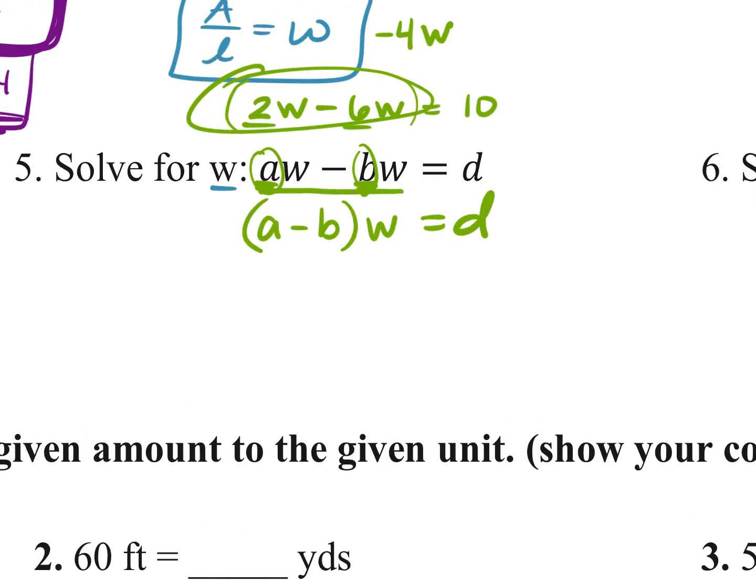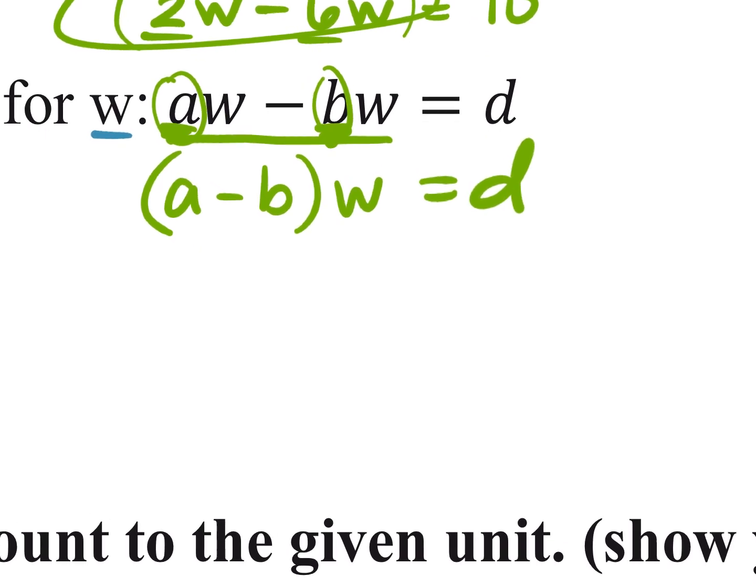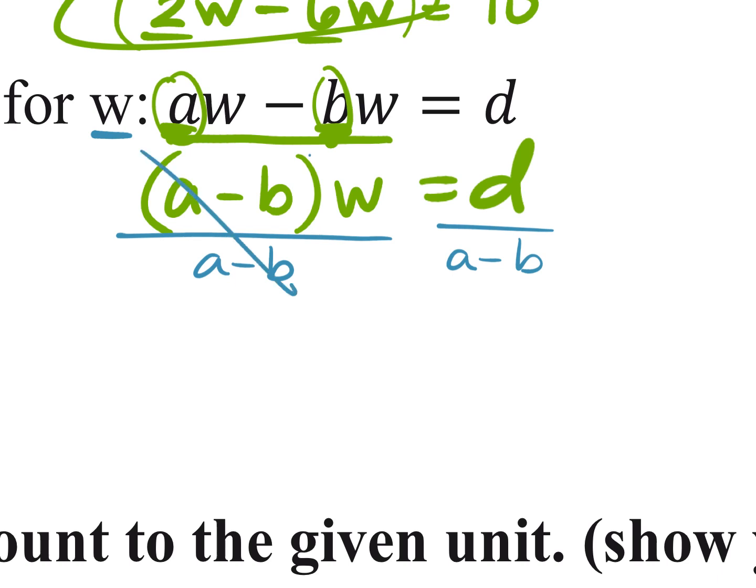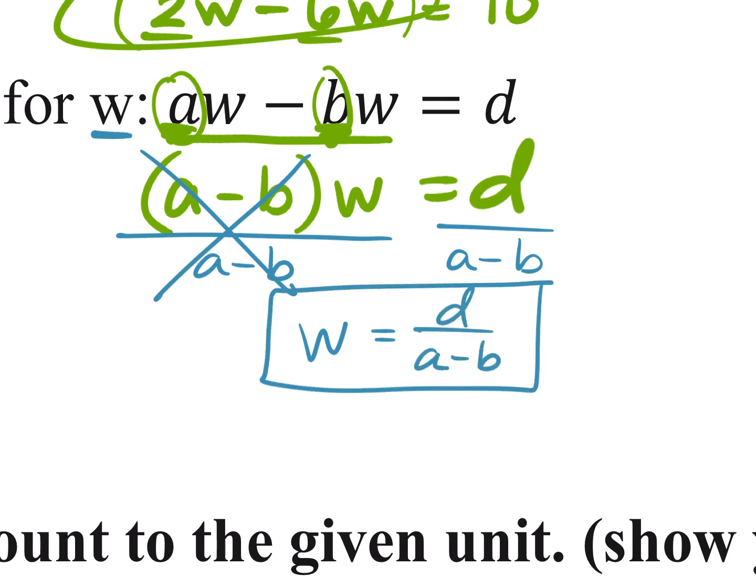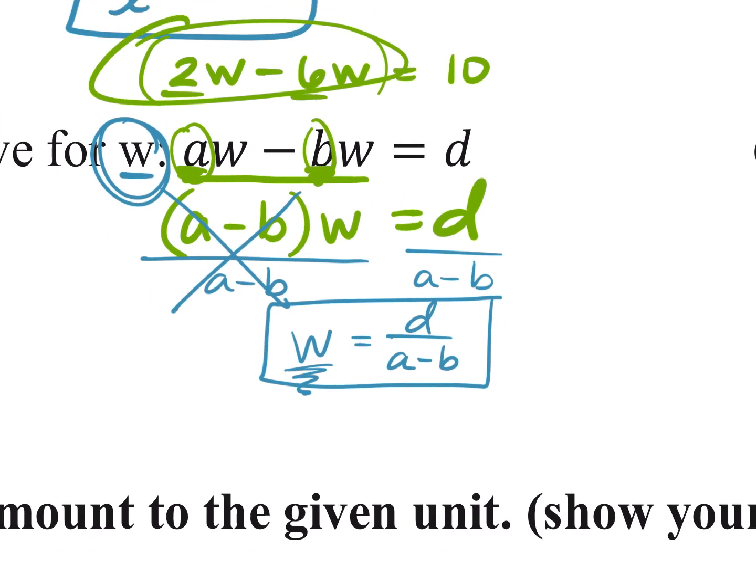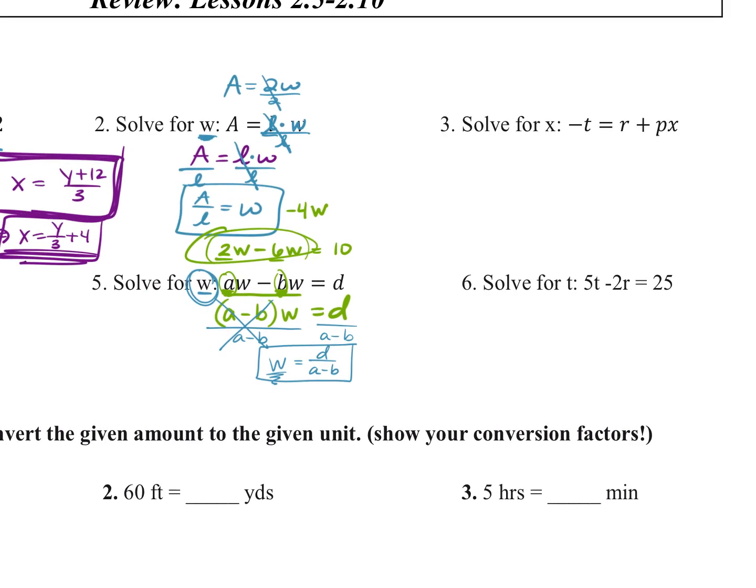Okay, we'll do another one. So right now we're here. How do I get W by itself? Divide by A minus B. So this is 1, A minus B over A minus B. So I have W on the left, and then I have D over A minus B on the right, and then you're done. Okay, as soon as you get the variable they want by itself, you're done. There are a lot of letters.